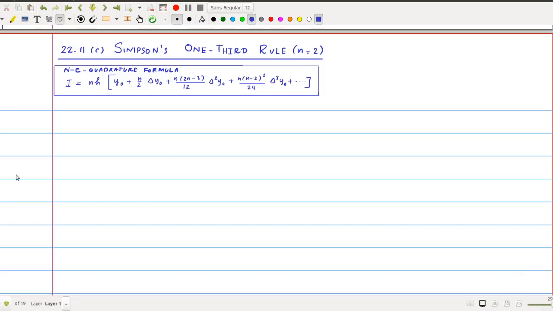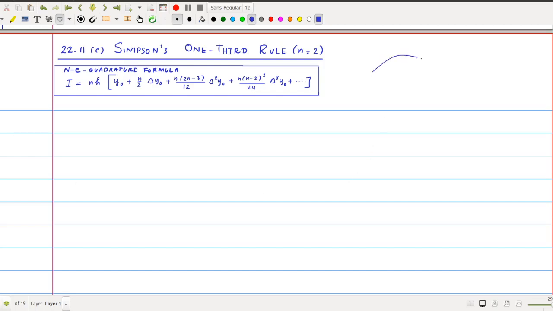Hi all, today we discuss section 22.11 C and 22.11 D. Section C is Simpson's one-third rule. We have already seen in the last class the Newton-Cotes quadrature formula. In that formula, if we put n equal to 1, we deduced the trapezoid rule. Now we consider the case when n is equal to 2 in that formula.